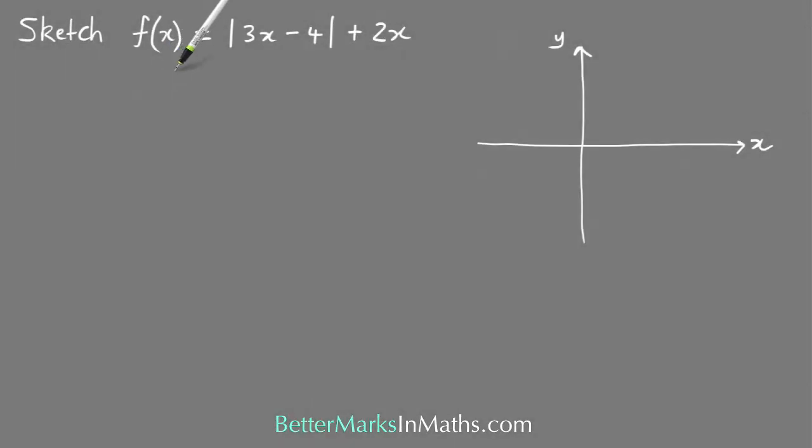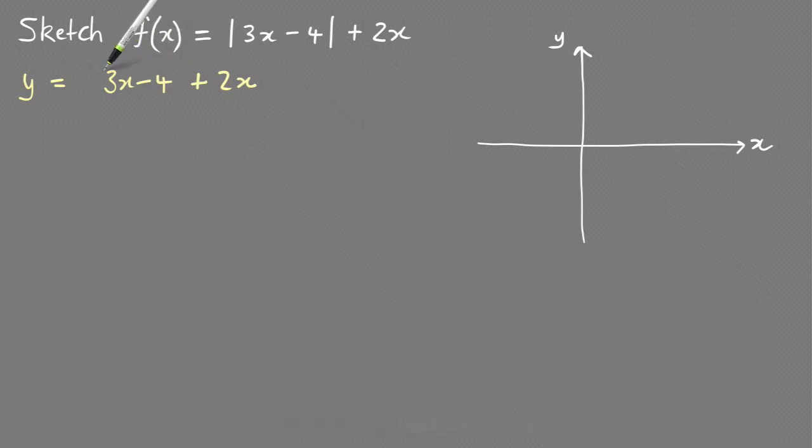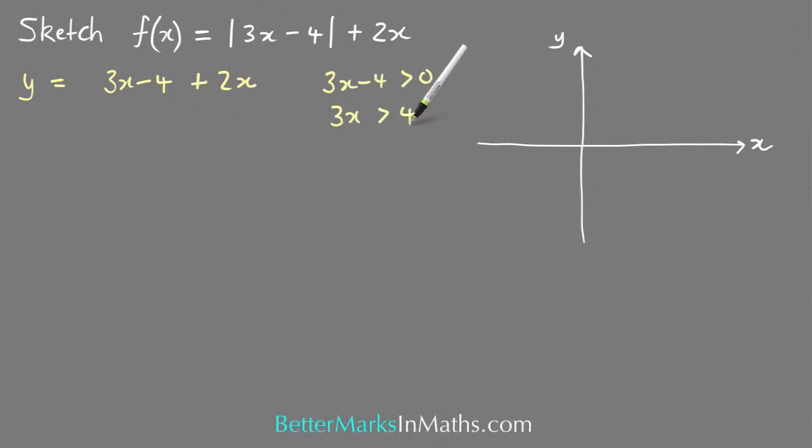In this question, you have to sketch f of x is equal to the absolute value of 3x minus 4 plus 2x. So this is a way of doing it. So this becomes y equals |3x minus 4| plus 2x. So it becomes the absolute value part that's equal to the positive of this for x values that make that positive. So the way you do that is you say 3x minus 4 is going to be greater than 0. So from there 3x would be greater than 4, and then x is greater than 4/3.